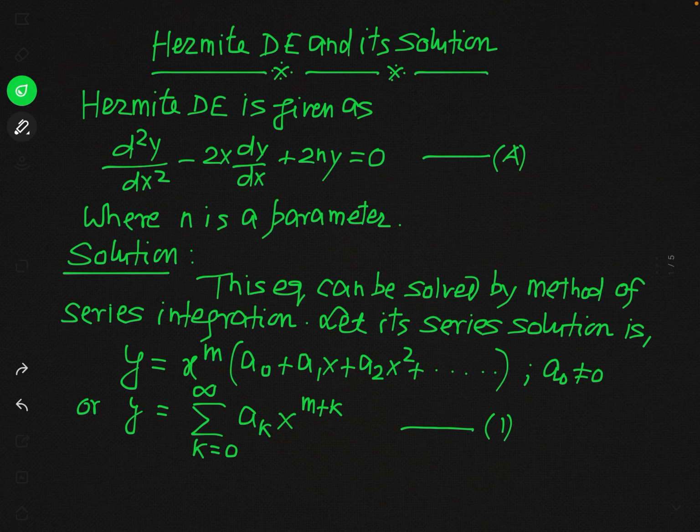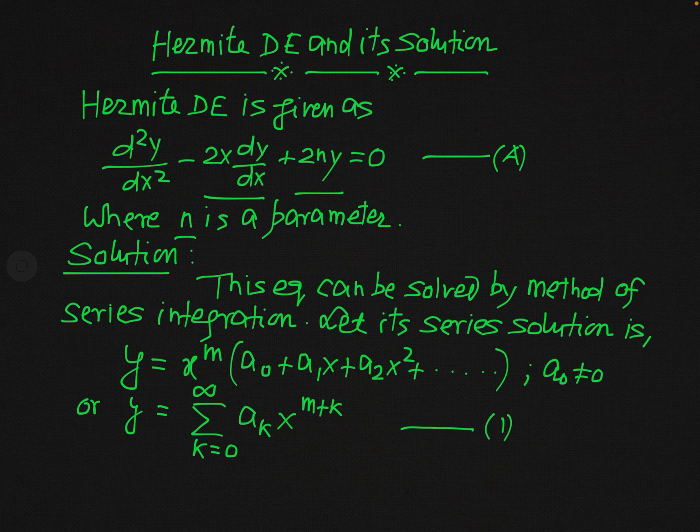So let us see what is the Hermite differential equation and its series solution. In fact, Hermite differential equation is given in this manner. You can see here, this is d2y/dx² minus 2x dy/dx plus 2ny equal to 0. This is just a second order differential equation with variable coefficient. In fact, in this equation, this n is a parameter.